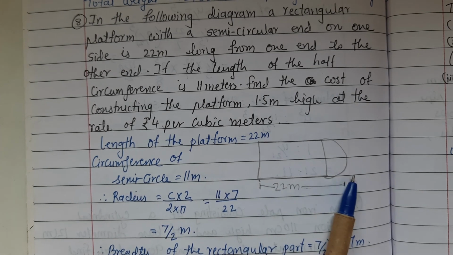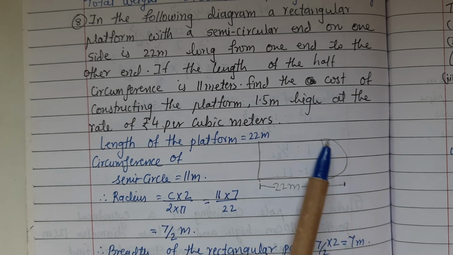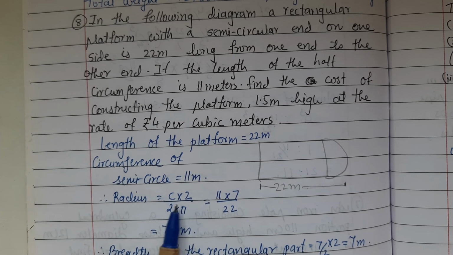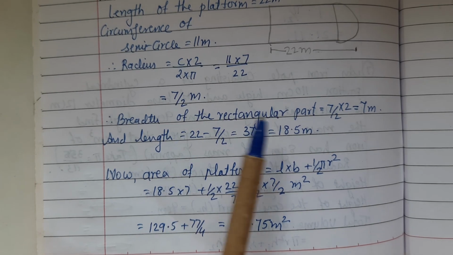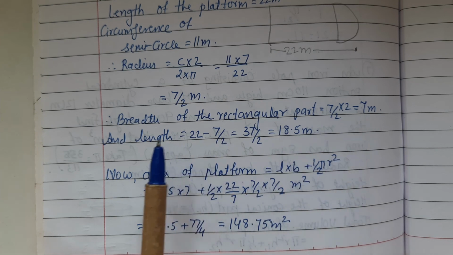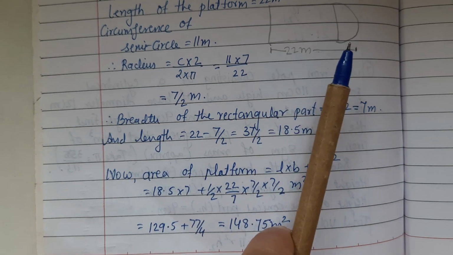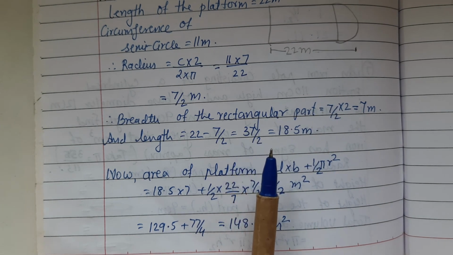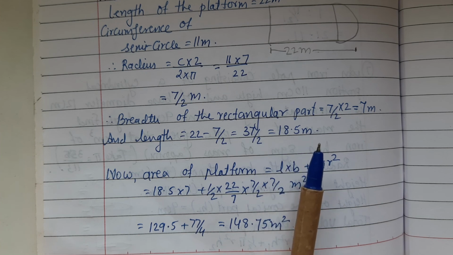Length of platform 22 meters, circumference of semicircle 11 meter. Therefore, radius is equal to 11 into 2 upon 2 into pi, equal to 11 into 7 upon 22. Radius is equal to 7 upon 2 meters. Therefore, breadth of the rectangular part is 7 upon 2 into 2, 7 meters. And length is 22 minus 7 upon 2, which is equal to 37 upon 2, equal to 18.5 meters.